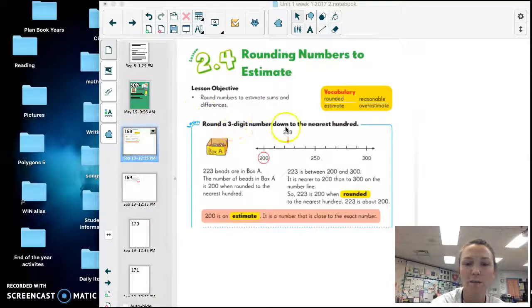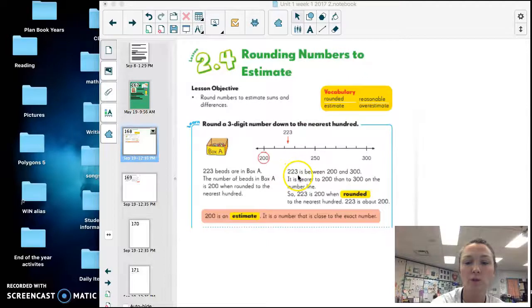Round a three-digit number down to the nearest hundred. In this box, there are 223 beads in box A. The number of beads in box A is 200 when rounded to the nearest hundred. If you look on a number line and you have 200 and 300, 223 is going to be lower than 250, which is our middle marker. And if it's lower than that 50 middle marker, then you're going to round down.